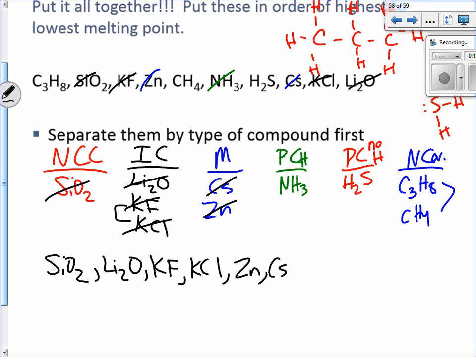Okay. And since we only have one hydrogen bonding one, that's going to come next. One polar covalent, that's easy. Out of these last two, who's stronger? C3H8. Why? Well, it's bigger, has more electrons, a bigger electron cloud, more London dispersion force. Really about the size and the electron cloud, not about the bonds.